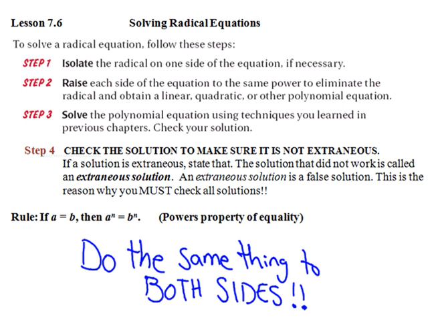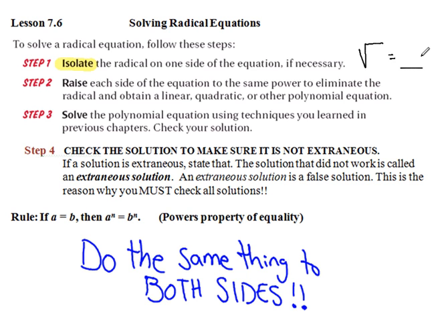Step 1, isolate the radical. Notice we've got a keyword here, isolate, right? We want to get the radical on one side. I like to draw a picture for myself. Now it might be a square root or a cube root, but we want to get the radical on one side and everything else on the other side. Sometimes you'll have two radicals.